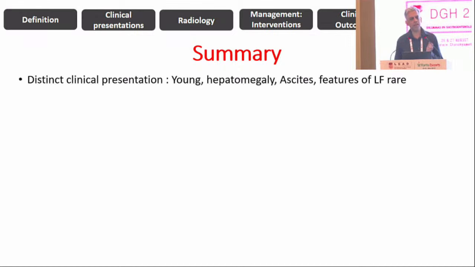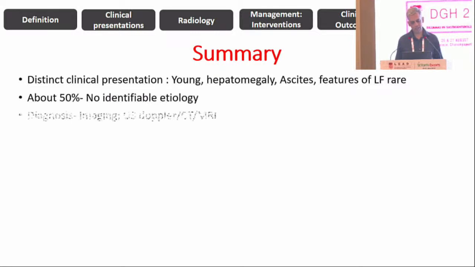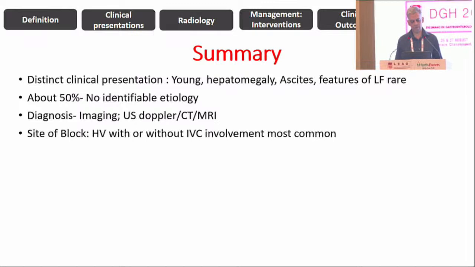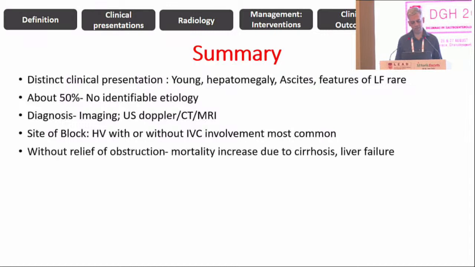Budd-Chiari has a distinct clinical presentation. These are young people who have hepatomegaly and ascites. Signs of liver failure are uncommon, although they do present. Diagnosis is based on imaging that includes an ultrasound, CT, or MR venography. Most common blocks are hepatic veins alone or in combination with IVC.